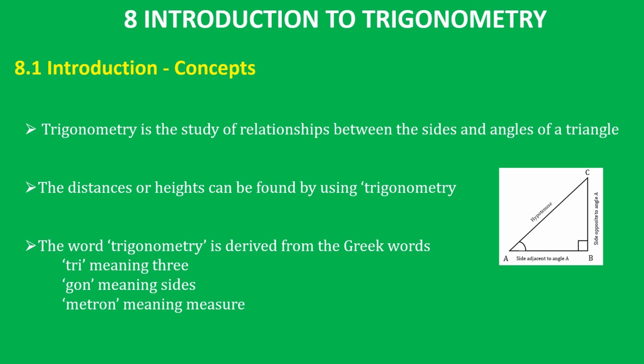Application means uses, where we use the concepts related to trigonometry to solve real-time problems. Distances or heights can be found by using trigonometry. How is the word trigonometry derived? The word trigonometry is derived from Greek words: tri meaning three, gon meaning sides, metron meaning measure. These are the introduction concepts. We'll go to the next slide.